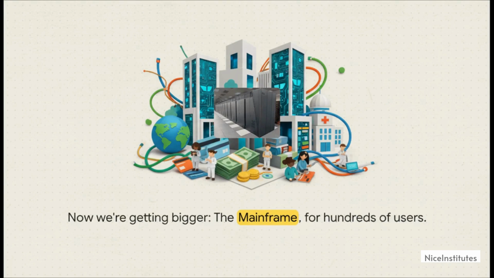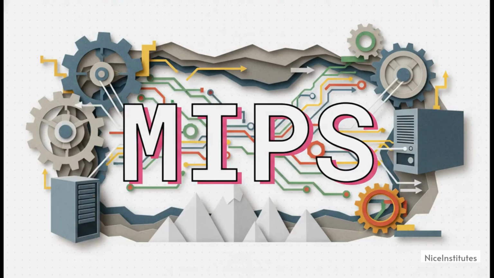And now we are getting into the big leagues. This is a mainframe. These things are huge, super expensive machines built for thousands of people to use at the exact same time. You know, think about your bank. Every single time you use an ATM, that transaction is almost certainly being processed by a mainframe, handling this massive, constant flow of data without even breaking a sweat. So how do you even measure that kind of raw power? Well, we use a metric called MIPS, which stands for millions of instructions per second.